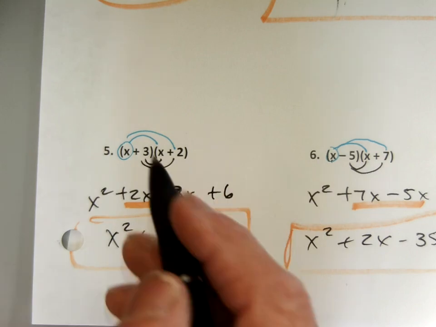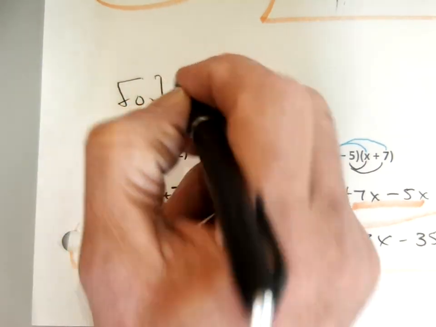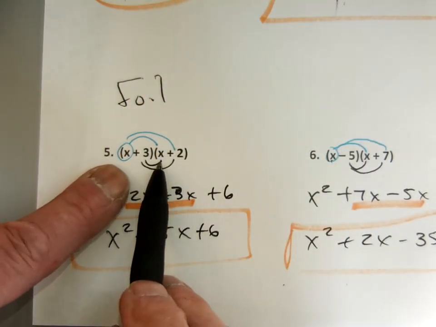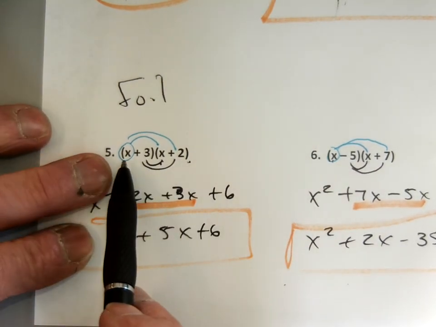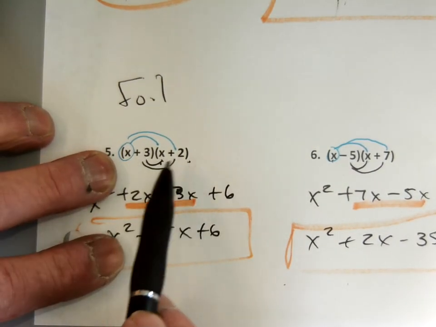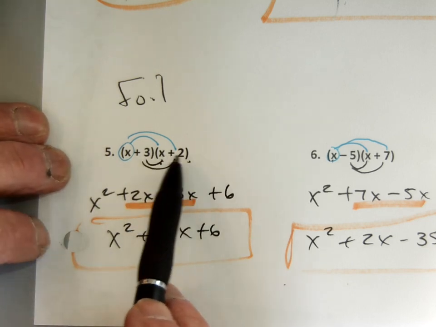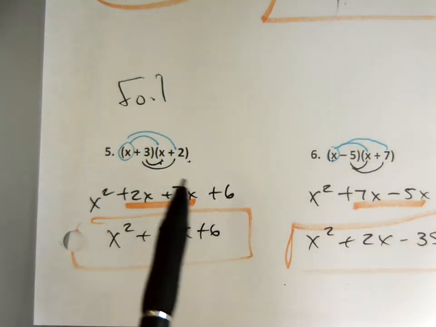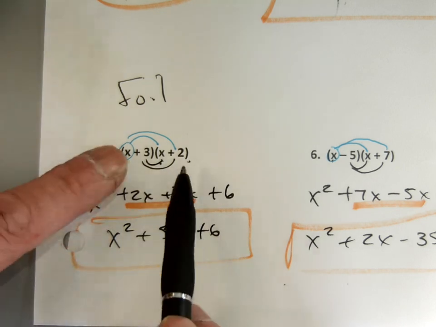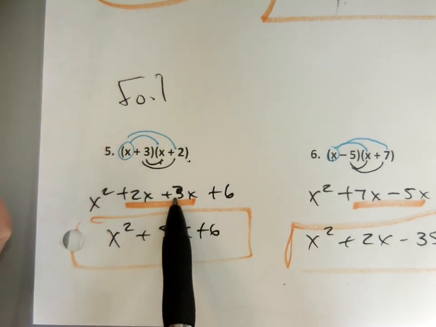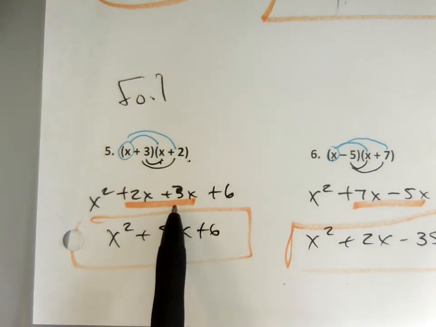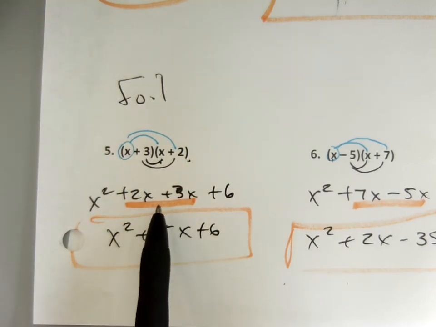Okay, now 5 is different. We call this FOIL. Some people call it FOIL. FOIL stands for first, outside, inside, last. I just like to teach it like this. This first term here has to multiply to both these. Second term here has to multiply times both these. So here we go. X times x is x squared. X times 2 is a 2x. 3 times x is a 3x. And 3 times 2 is a 6. Then I can combine these two middle terms because they're the same. And I get a 5x.